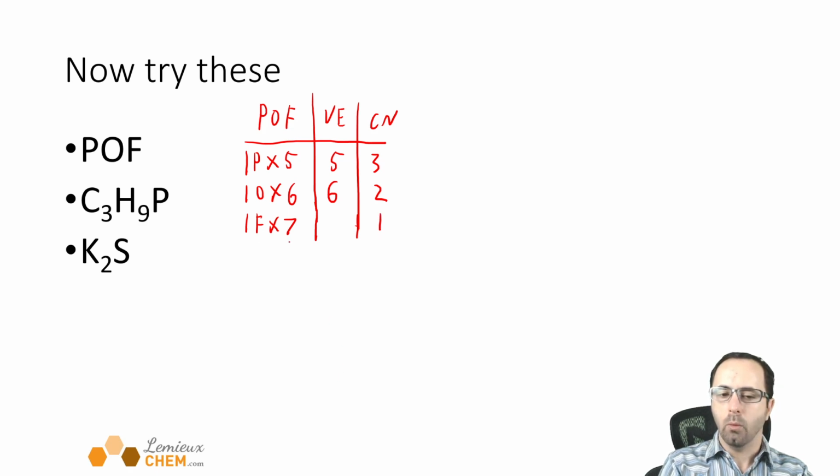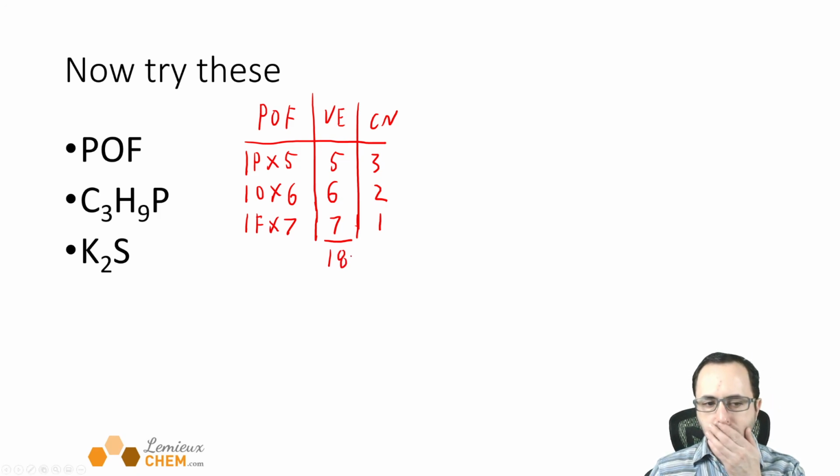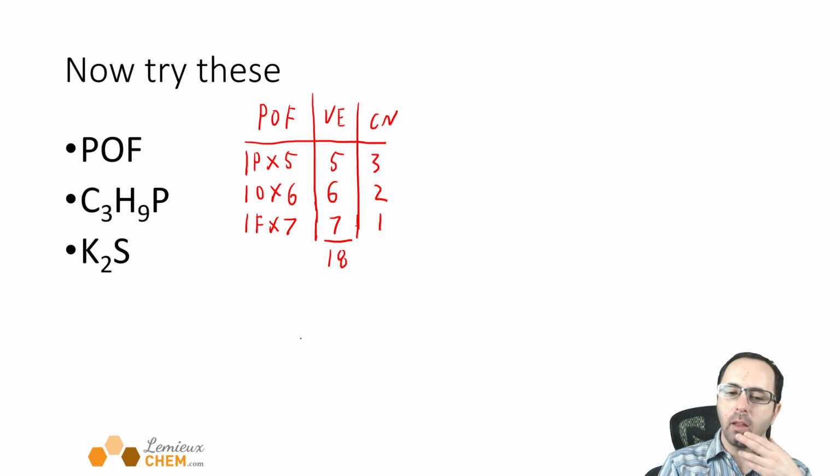There's 1, and then 1 fluorine times 7 electrons in that fluorine is 7. And our total is going to be 13 plus 5, that's 18 electrons total. So now we're going to draw a skeleton structure. That's step 3. In our skeleton structure, we put the atom with the greatest covalence number in the middle.